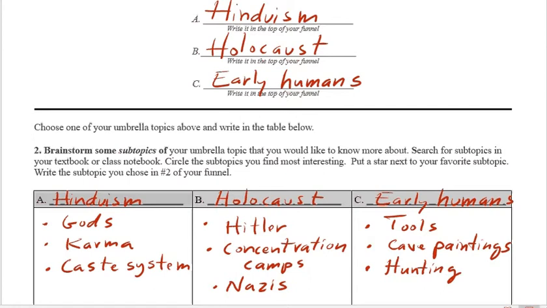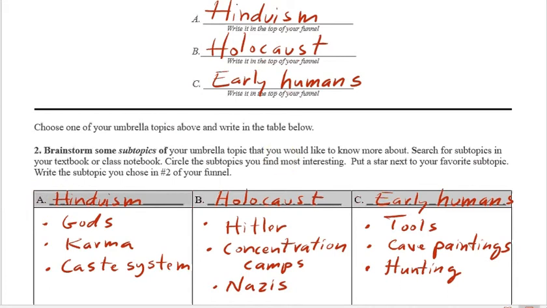So part 1 was about getting a topic down and getting some subtopics. So you should have something that looks like this. Yours, of course, will be different topics, so there'll be different subtopics too. So these here, A, B, and C, are your umbrella topics.